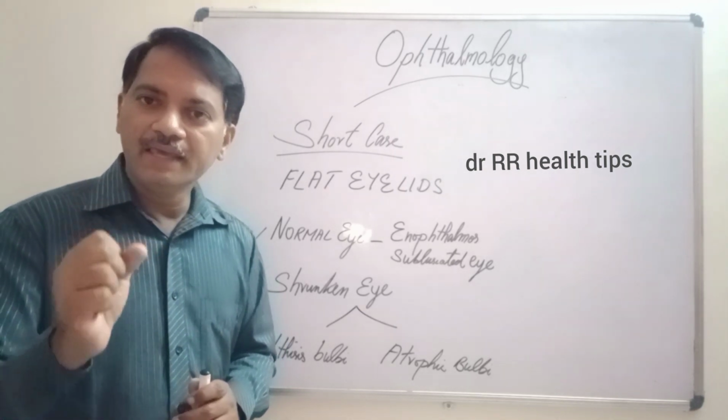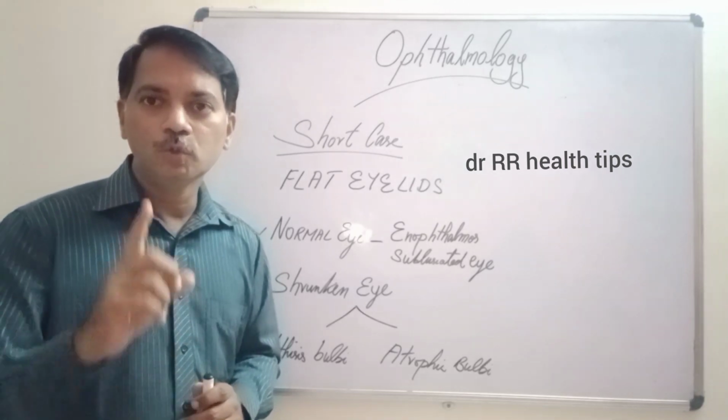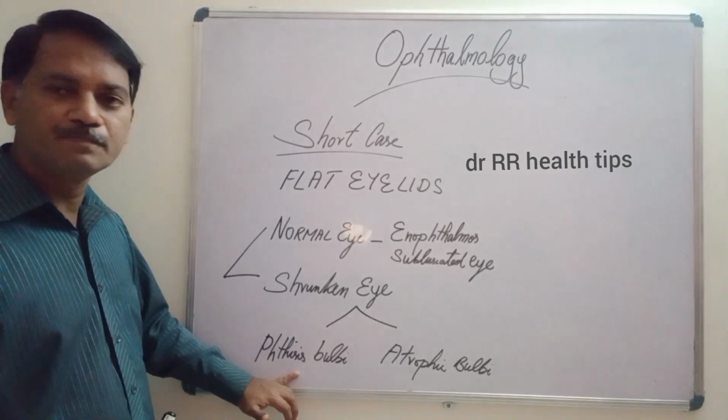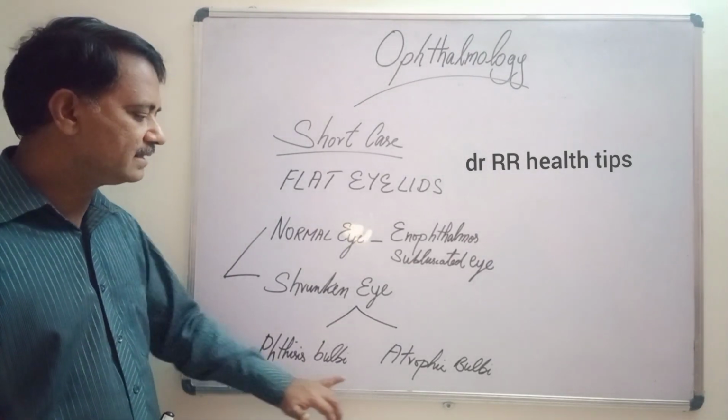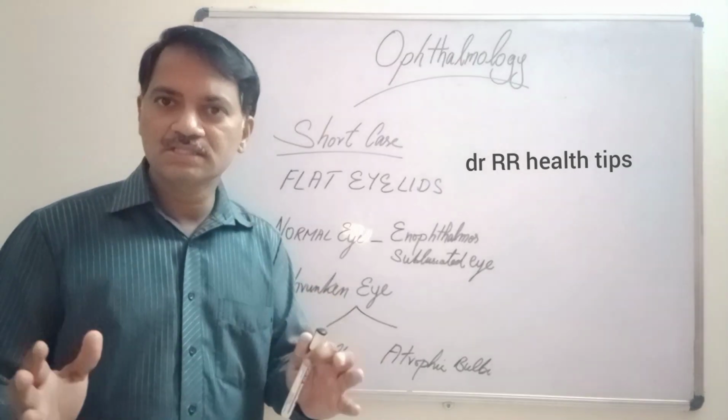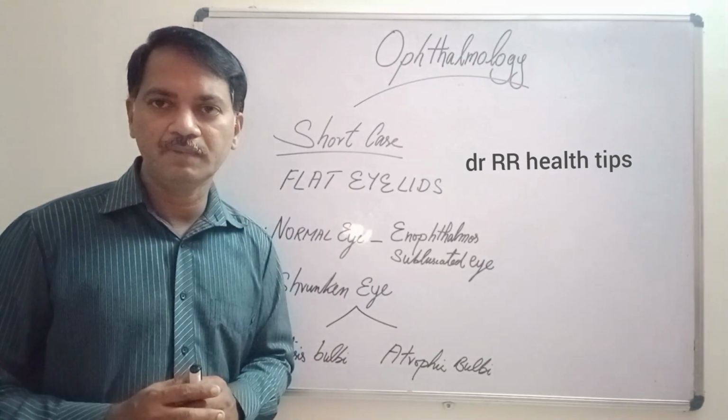The small eye can be due to two reasons. One is phthisis bulbi. Another reason is atrophic bulbi. What is this phthisis bulbi and atrophic bulbi?